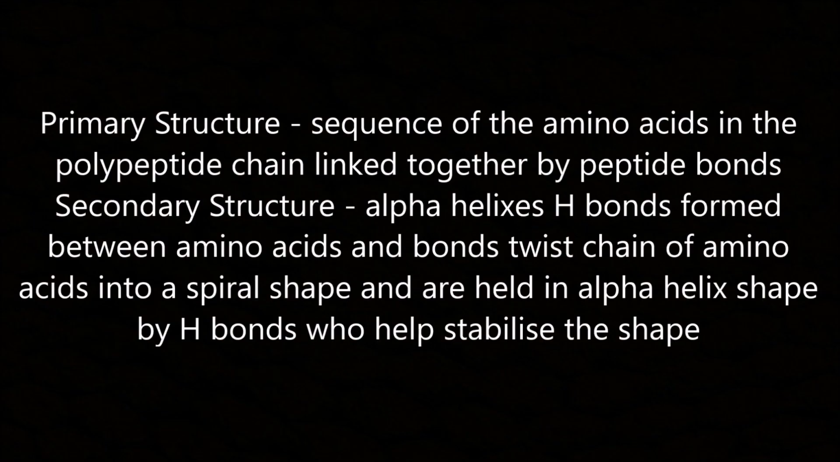Primary structure is the sequence of the amino acids in the polypeptide chain linked together by peptide bonds. Secondary structure is when alpha helixes or hydrogen bonds form between amino acids and twist the chain of amino acids into a spiral shape, held in an alpha helix shape by hydrogen bonds which help stabilize the shape.